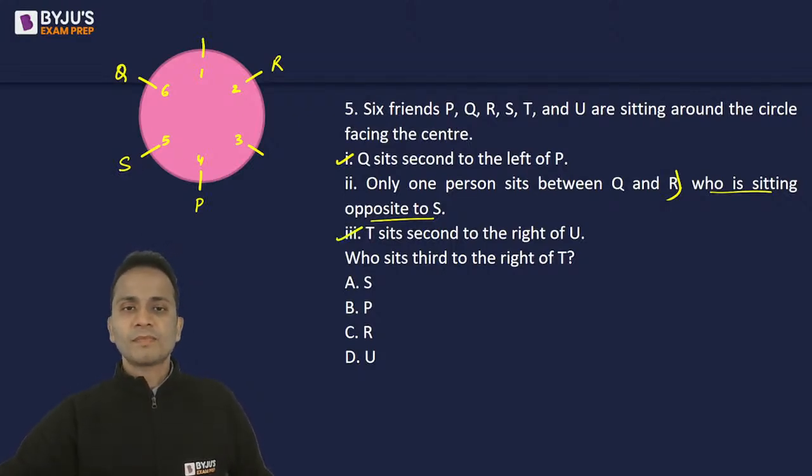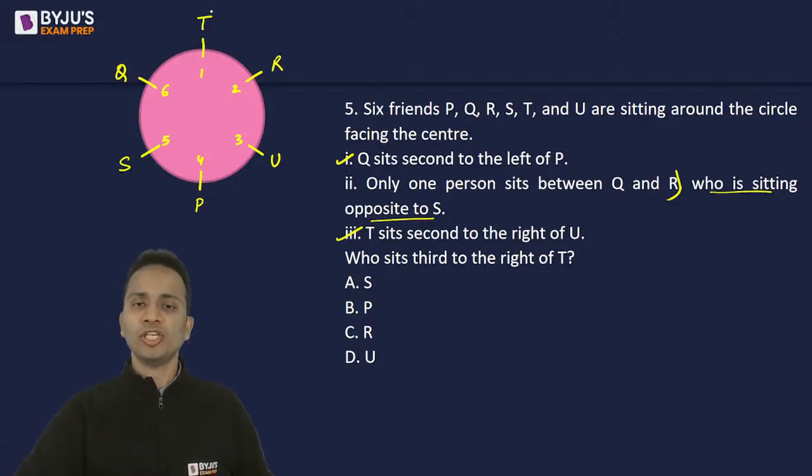Third statement, T sits second to the right of U. So for T and U, two chairs are vacant. T is on the right of U. So U will sit at chair number 3 and T will sit at chair number 1. Okay. Now who sits third to the right of T?